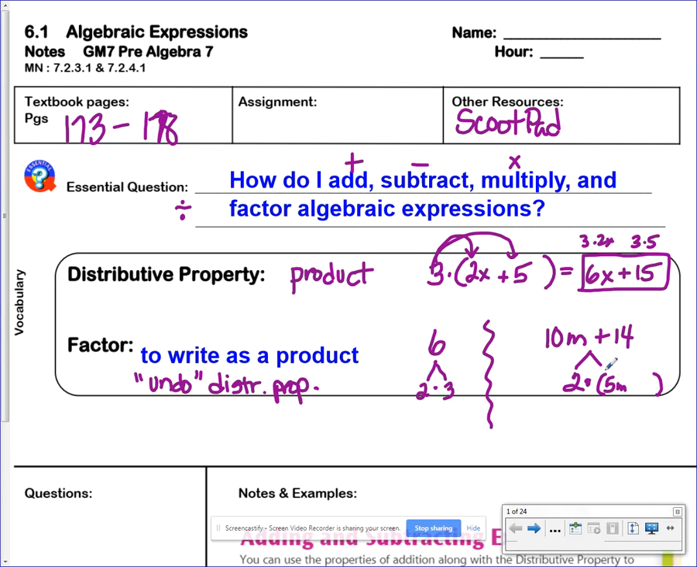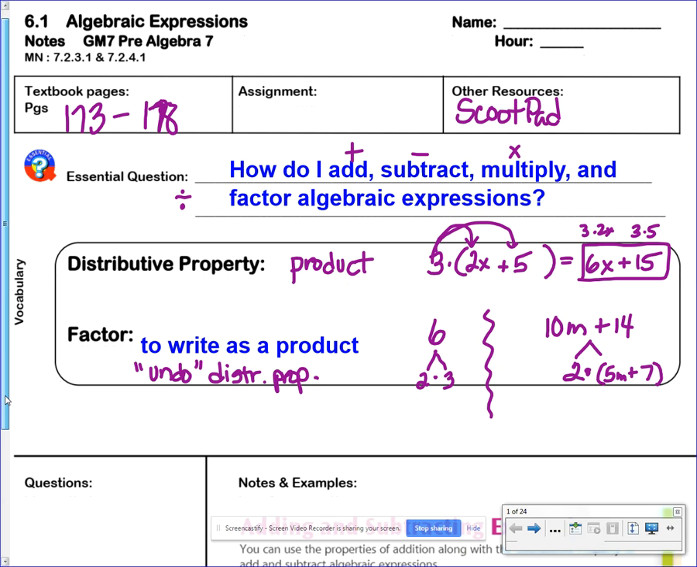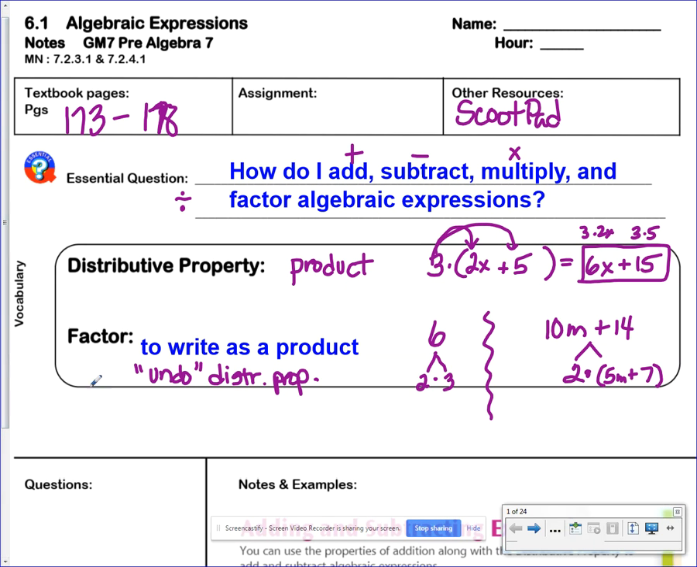Because see, if I redistributed, I'd get 10m. Factor a 2 out of the 14, you're left with 7. If you double check this again by redistributing, you would get 10m and 14. So basically, it's just undoing a distributive property problem, or you're undoing something and writing it as a product. Cool. Now, these two things basically are kind of covering what multiplying and factoring, or kind of like dividing, is.